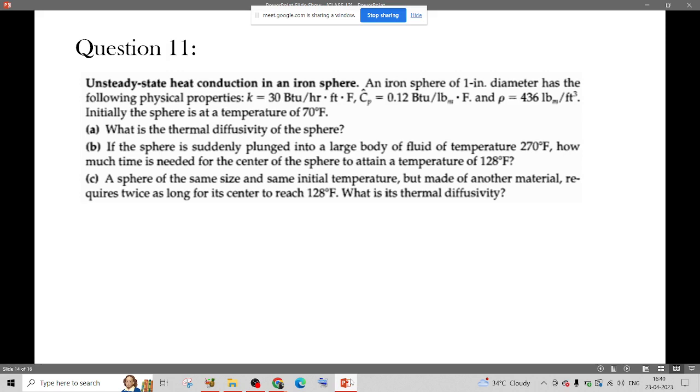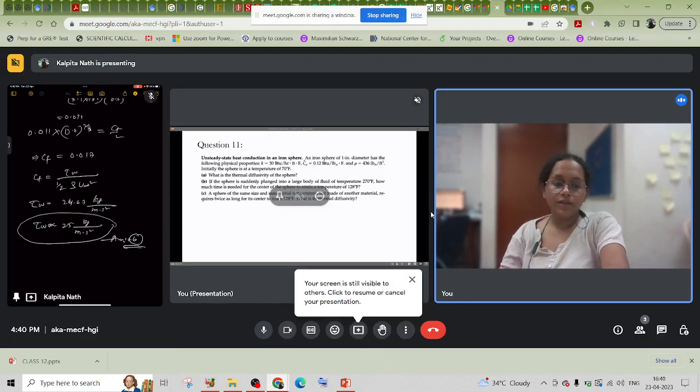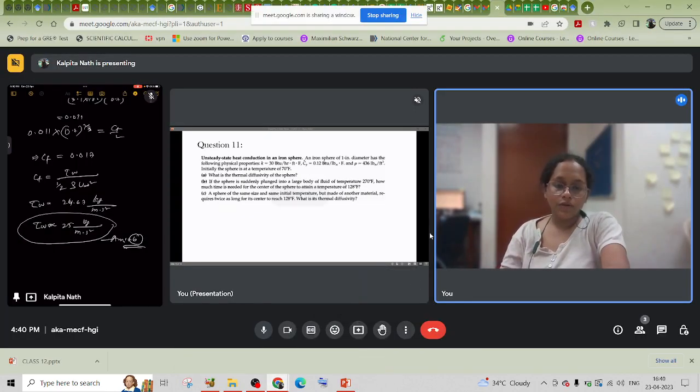Okay, so this is question number 10, right? This is question number 11. I'll give you 5 minutes for solving this, and then we'll proceed with the solution. This is a very easy problem.